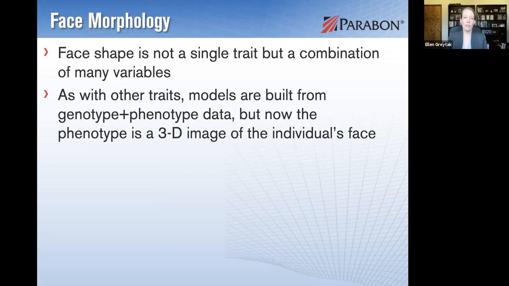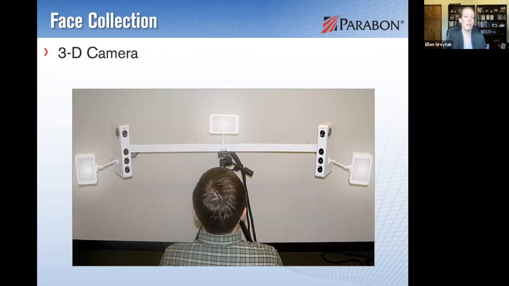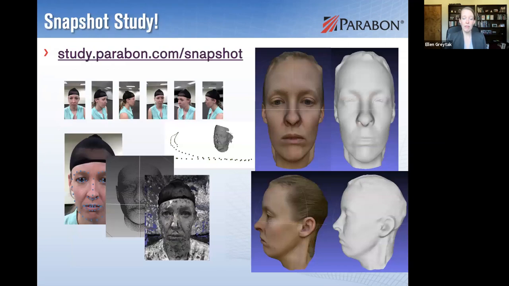So what we do is we use a 3D camera, or these days we've actually developed an iPhone app where you can hold your phone in front of you, turn your face back and forth, and it will make a 3D model of your face that we can then analyze. We're running a study where people can sign up and fill out their phenotypes, scan their faces, and turn that into genotype plus phenotype data. If they've been tested with 23andMe or something like that, they can upload that data.